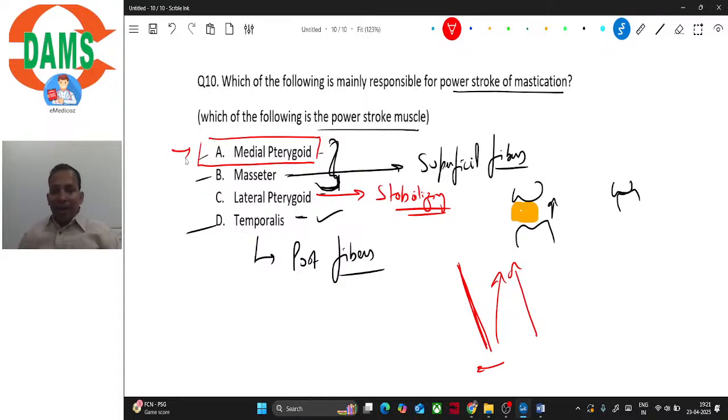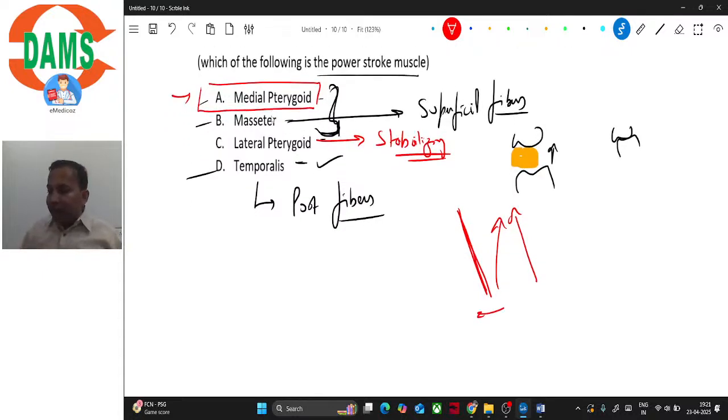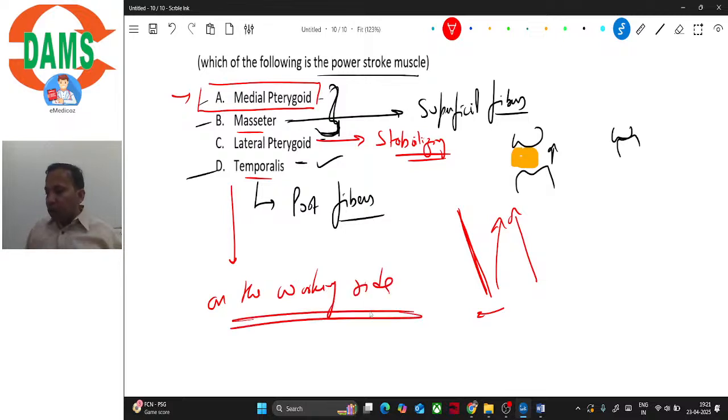So if we want to go into more detail, medial pterygoid, masseter, temporalis, all of these three are on the working side, right? All of these on the working side. So if you are chewing food on the right side, then on the right side these muscles will activate to stimulate the power stroke. Is it clear? And lateral pterygoid has a supportive role or a balancing role. It stabilizes the mandible during the power stroke.